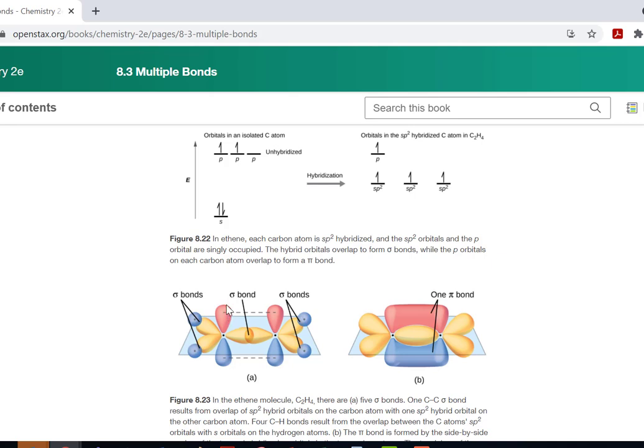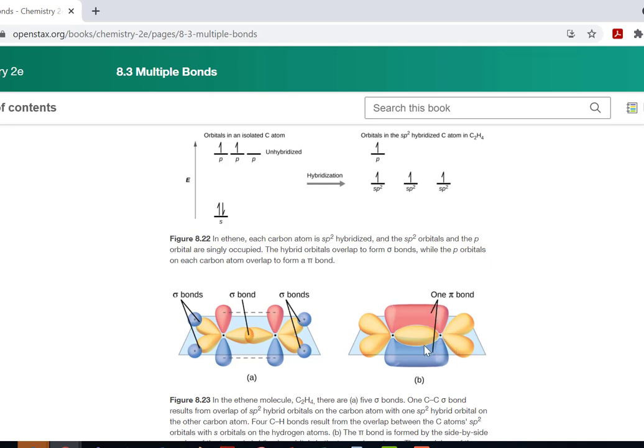And then we also have these p orbitals that are unhybridized on each of the carbons. What we know is going to happen, based on what we've discussed earlier, is that these unhybridized orbitals will overlap to form a pi bond. And I want to take a minute to highlight something here. What we're showing here is a single pi bond. The pi bond has a lobe above and a lobe below the internuclear axis. So there are 2 lobes to each pi bond.